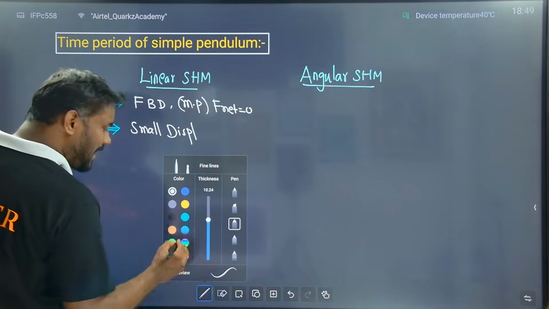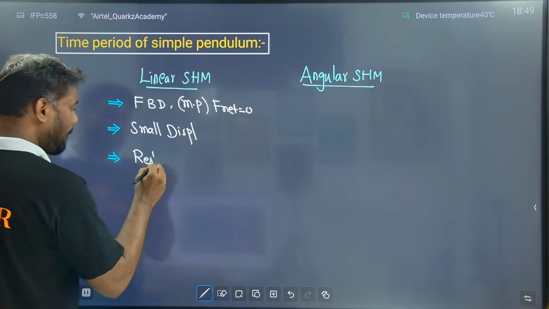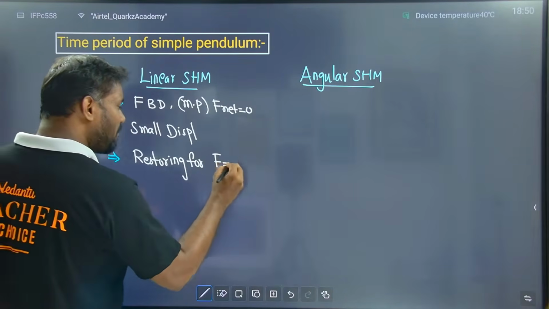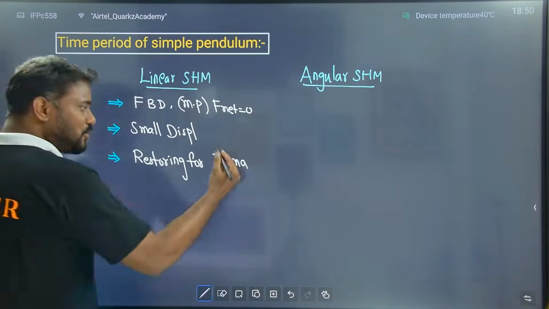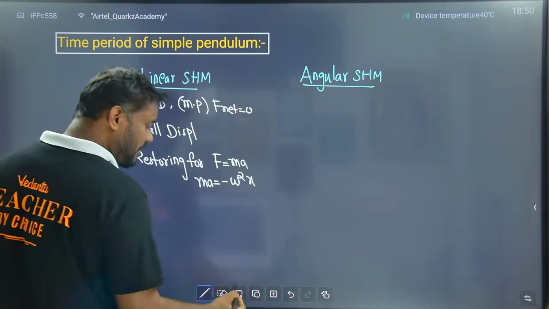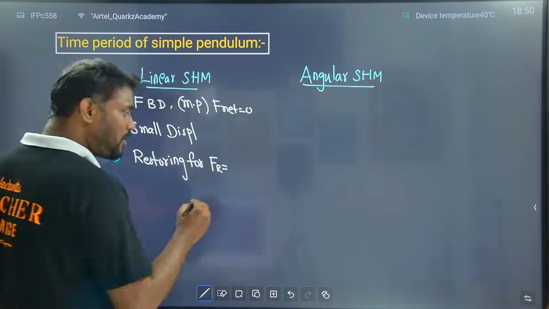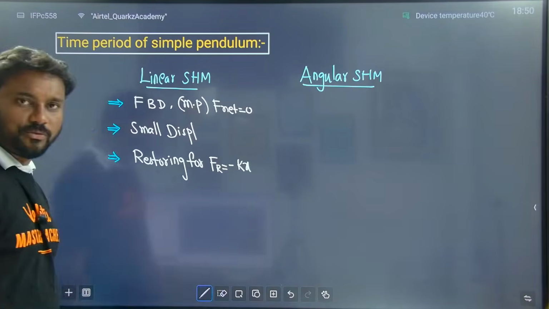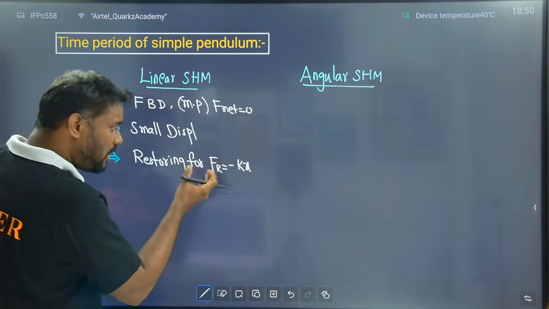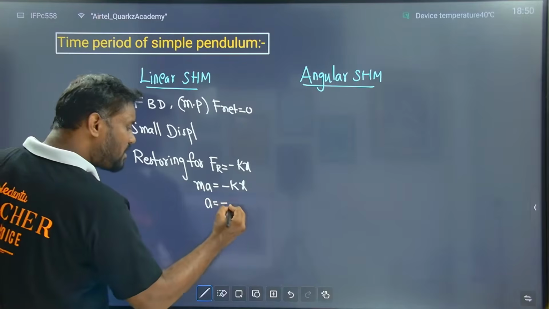In the small displacement, what acts? Restoring force will act. The restoring force is mass into acceleration, equal to minus omega square x, or we can represent the restoring force F as minus k into x. This is the restoring force. Now that we know the value of the restoring force, from this equation, mass into acceleration is equal to minus k into x, then acceleration is equal to minus omega square x.